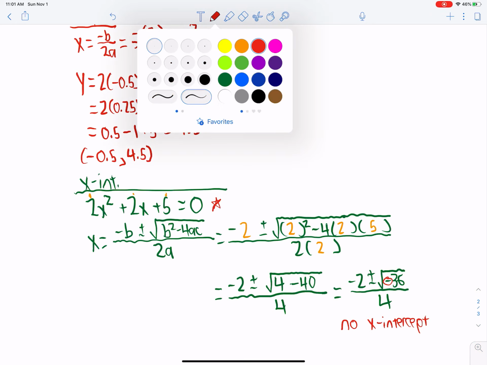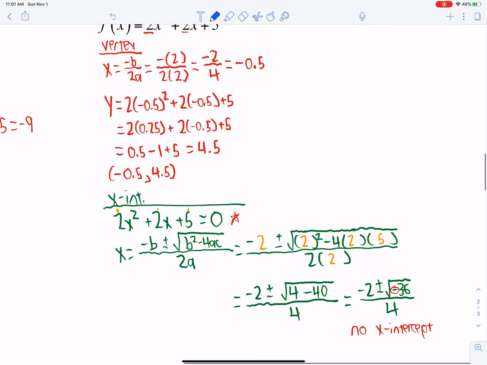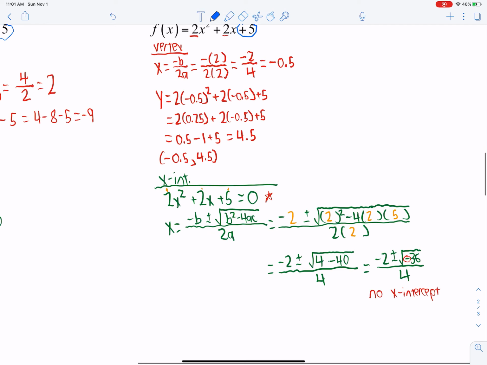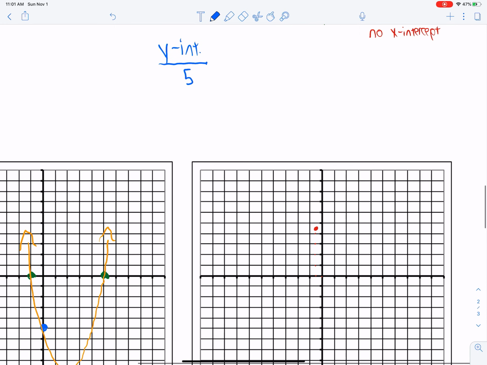So let's do the last part of this problem, which is finding the y-intercept. The y-intercept, remember, is your constant term, which in this case is a plus 5. So our y-intercept is a positive 5. What that tells us about the graph is that we're going to have a point at positive 5 on the y-axis. Now here, it's important to notice that to graph a parabola, you have to have at least 3 points. We've only got 2 right now, and we need to get a third.